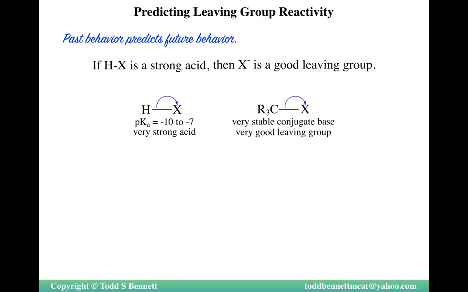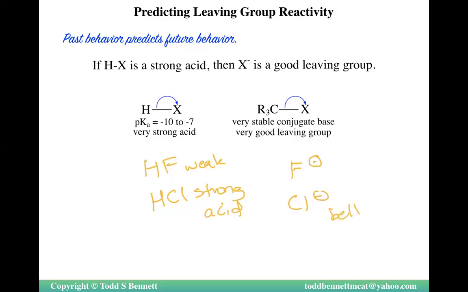So if I wanted to consider F minus and Cl minus as my leaving group, which leaving group's better? Well, HF, weak acid, HCl, strong acid. So Cl is better at leaving from H. So this is your better leaving group. There's a correlation. Behavior predicts behavior. So if it's good at leaving from H, if it's a good acid, it's going to be good at leaving from carbon, it's going to be a good leaving group.